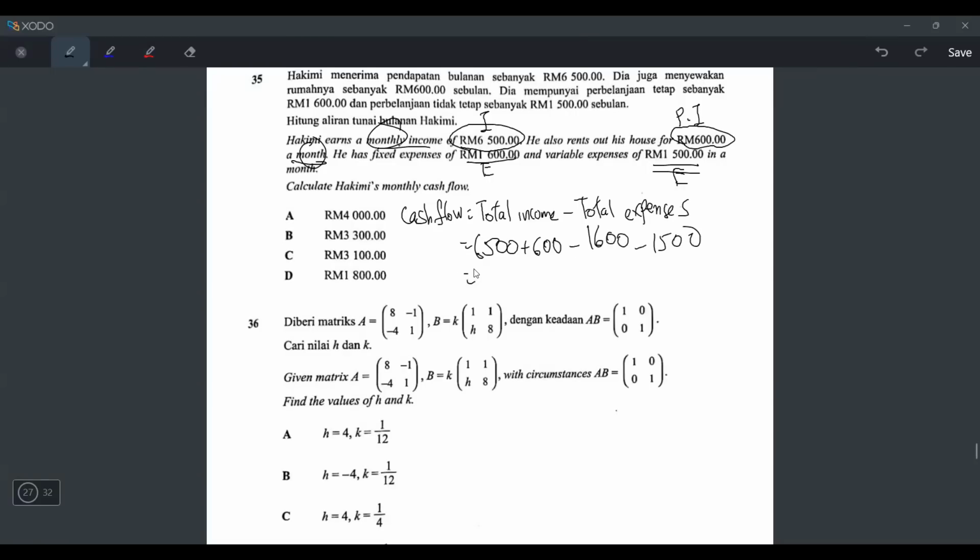Okay. 6,500 plus 600, minus 1,600 minus 1,500. Okay, let me press. Okay, I got 4,000. So the answer is A. They asked for monthly cash flow, right? And all this is already in 1 month. So yep.